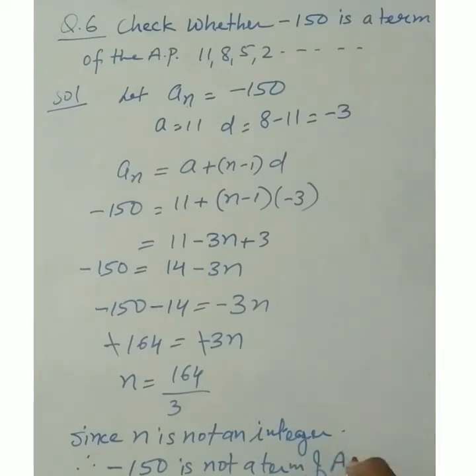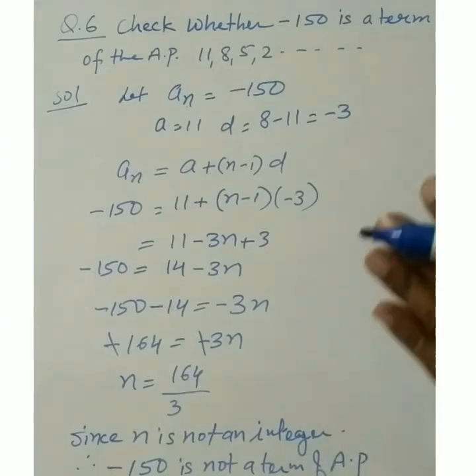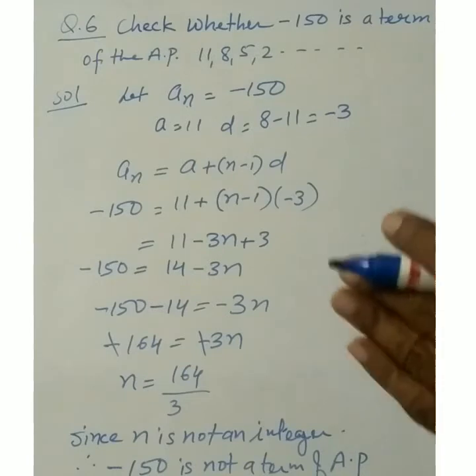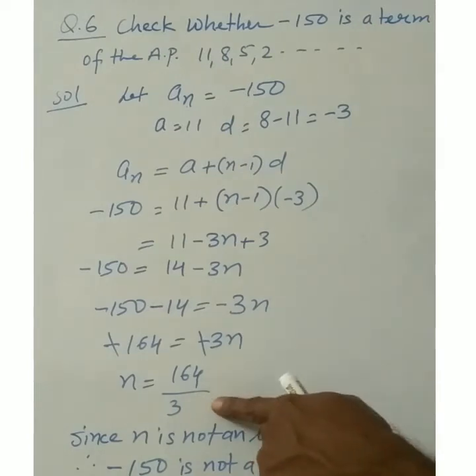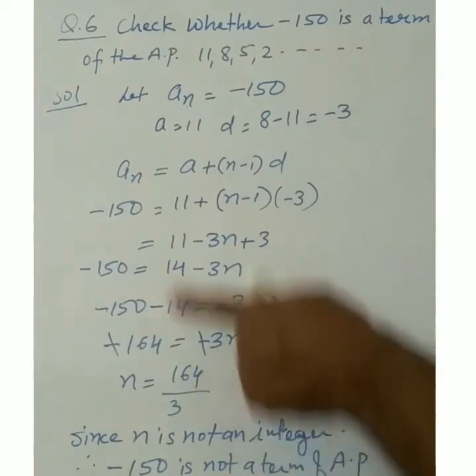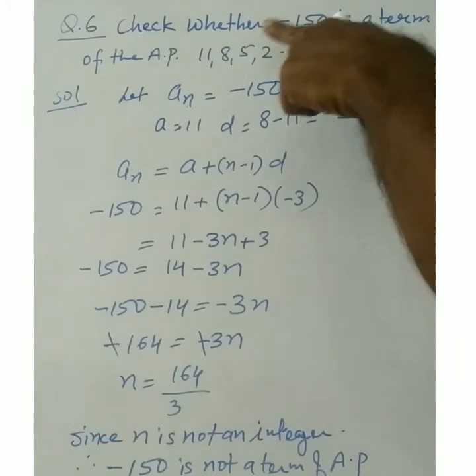An AP may have 1 term, 2 terms, 10 terms, 100 terms. The number of terms, that means n, will always be an integer value. N must be an integer value. Since here n is not an integer value, it can't be a term of this AP.